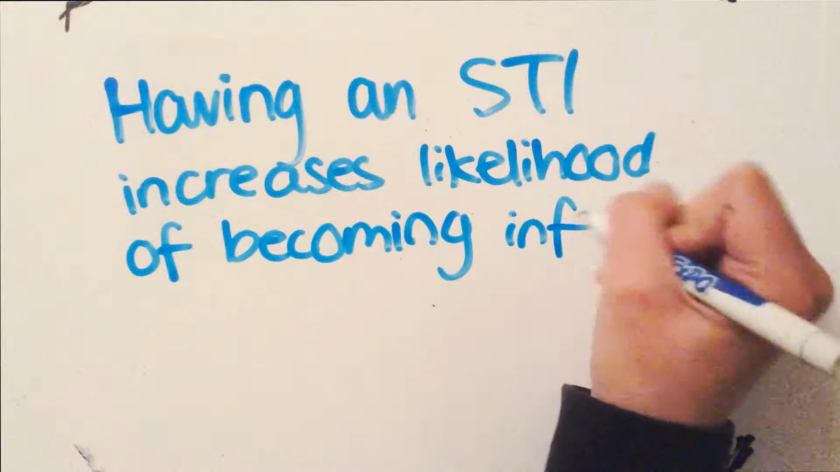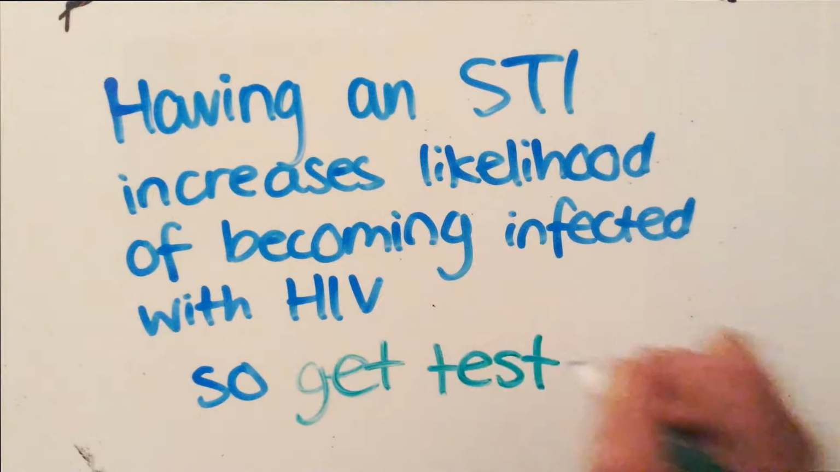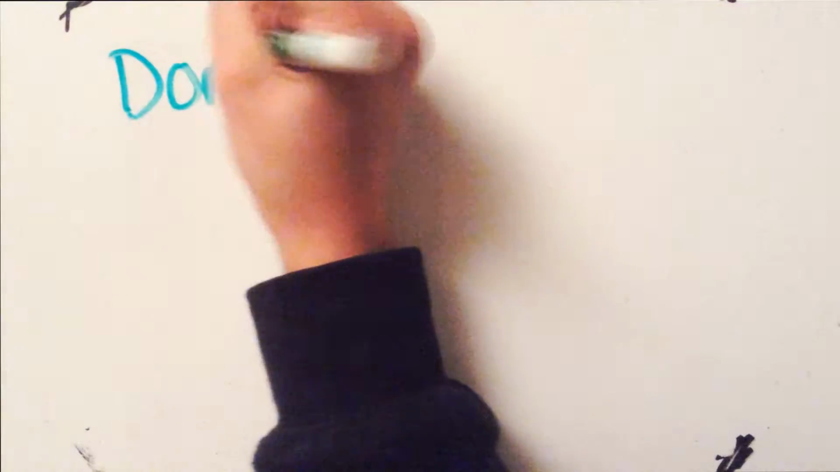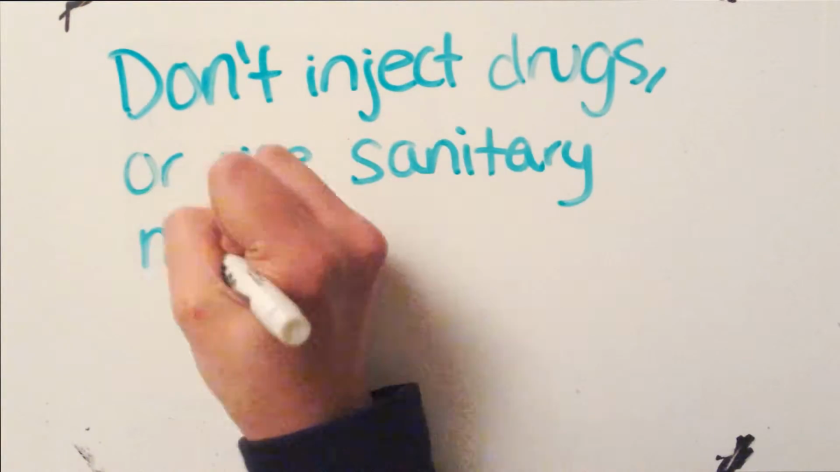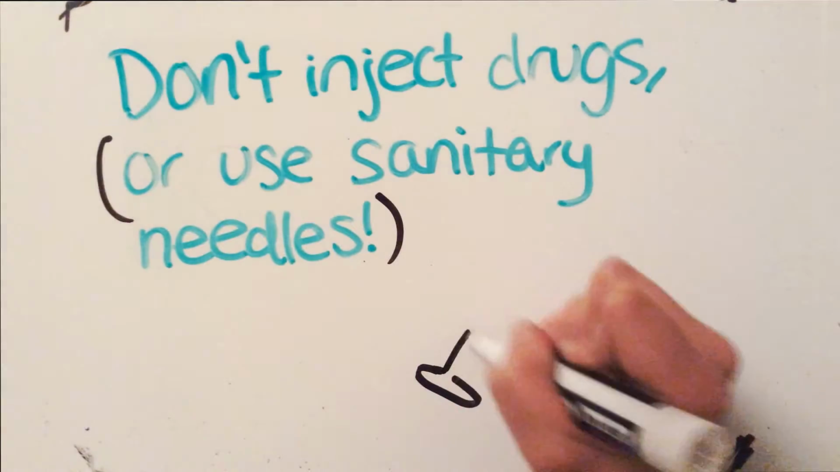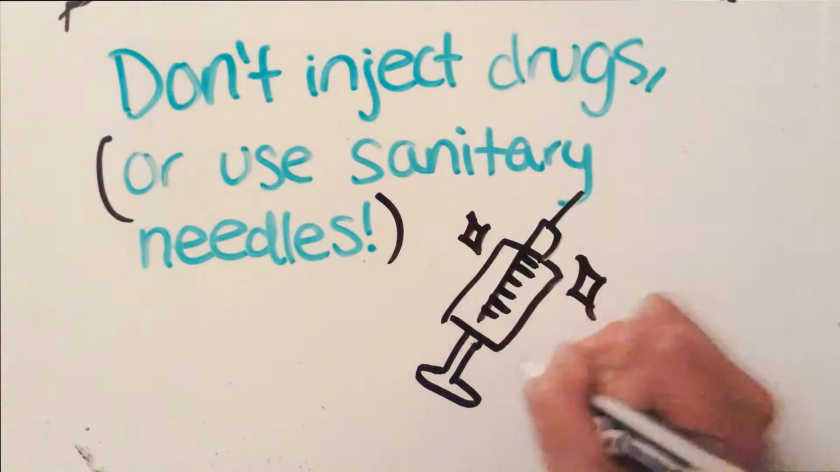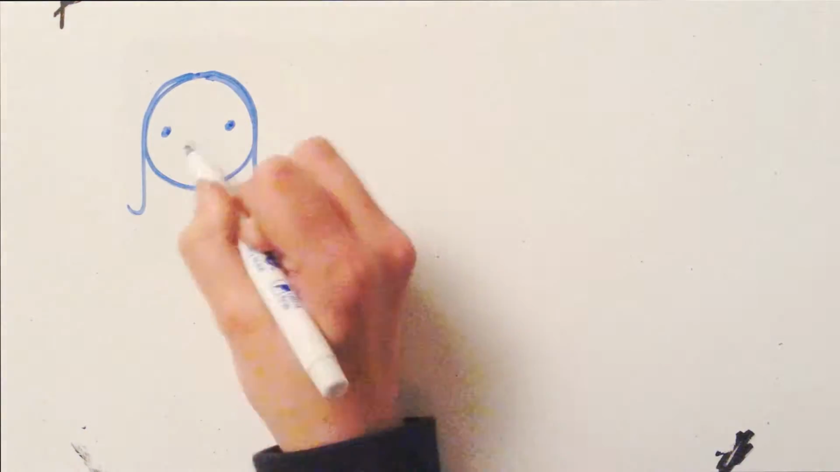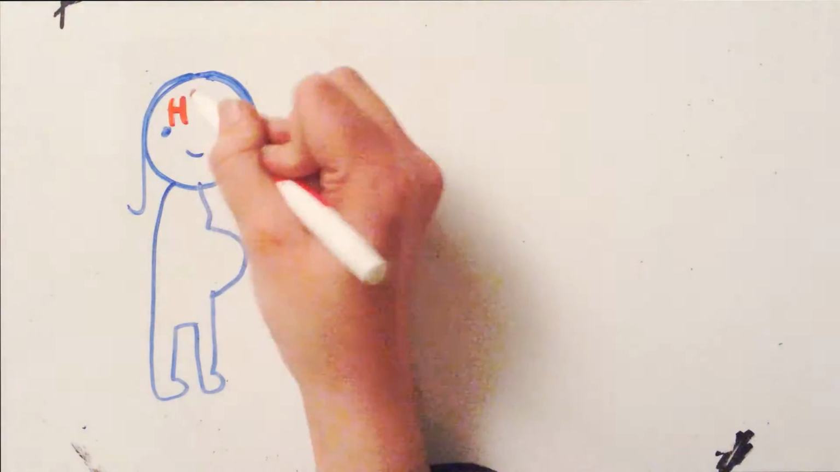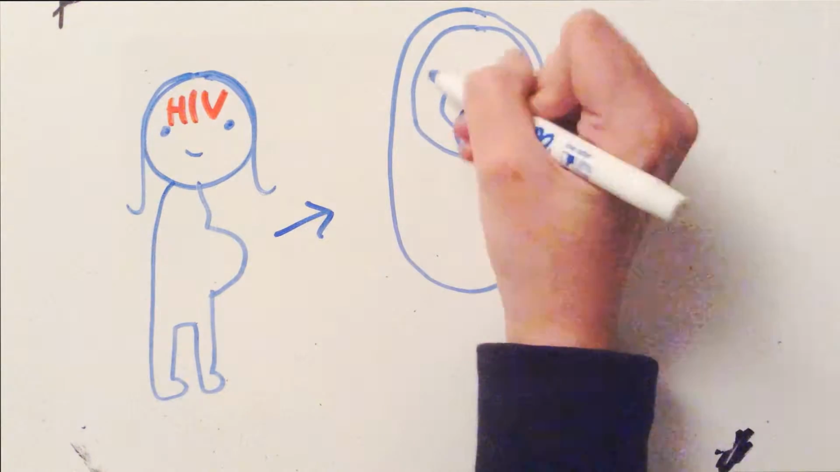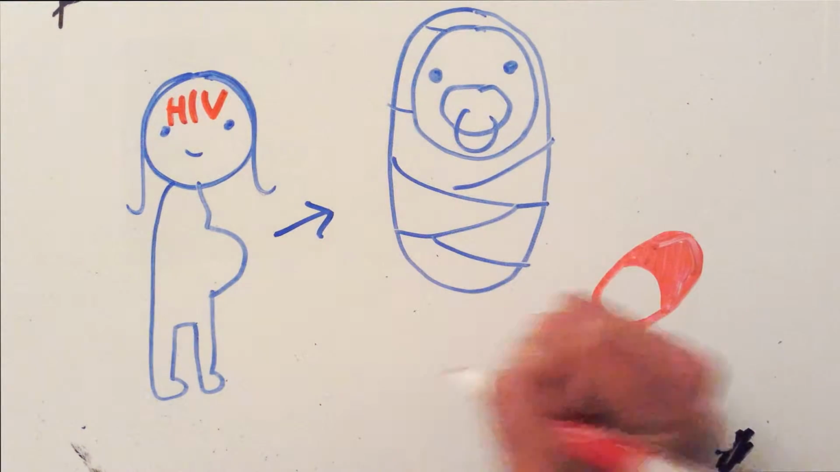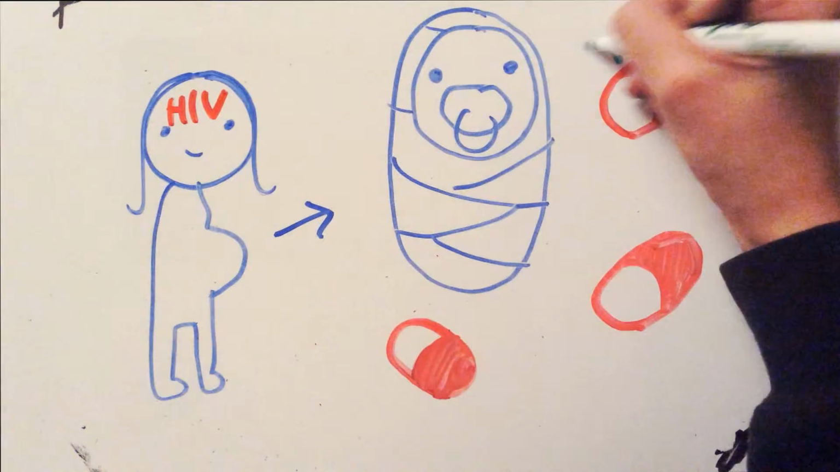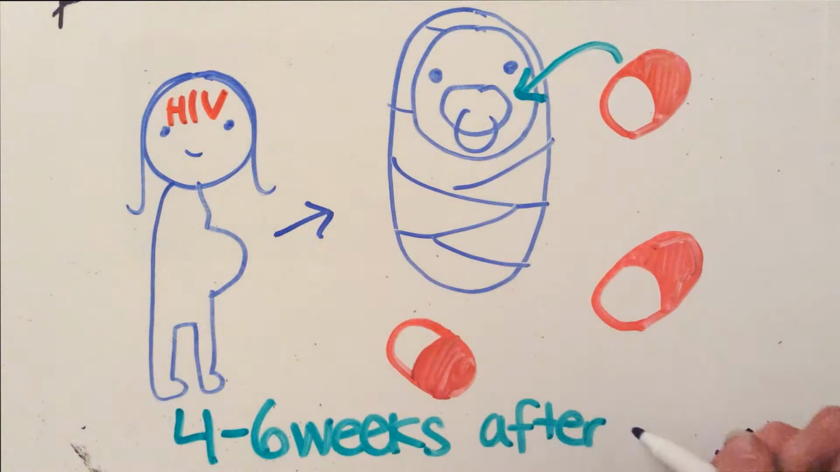Having an STI can increase your likelihood of becoming infected with HIV, so get tested and, if necessary, treated. Don't inject drugs, but if you must, make sure the needles you use are sanitary. Also, pregnant women with HIV can take HIV medication to protect their own health and the health of their child. The child also has to take HIV medicine after birth for 4 to 6 weeks to make sure that they do not acquire the infection.